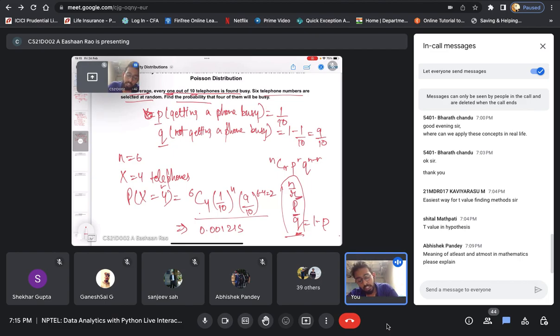So here 6 telephone numbers we have taken as sample space at random. From that sample we are finding whether 4 of them will be busy or not. So for that r equal to 4 and n equal to 6.